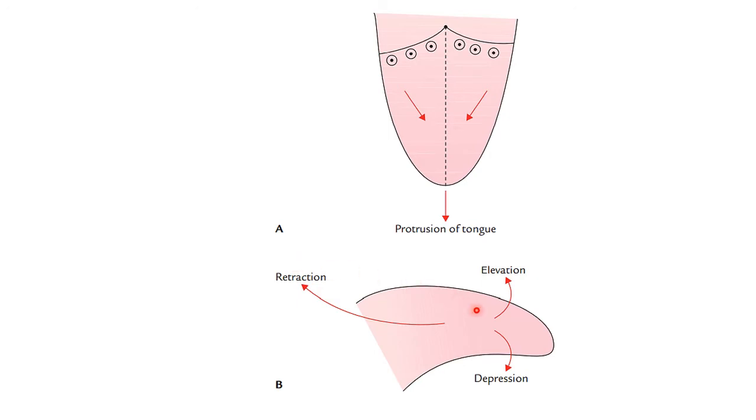Then there is depression. Depression is taking the tongue downward. Depression is done by the hyoglossus muscles of both sides acting together. Then there is elevation. Elevation of the posterior 1/3 of the tongue is done by the palatoglossus muscles of both sides acting together. The intrinsic muscles of the tongue change the shape of the tongue.